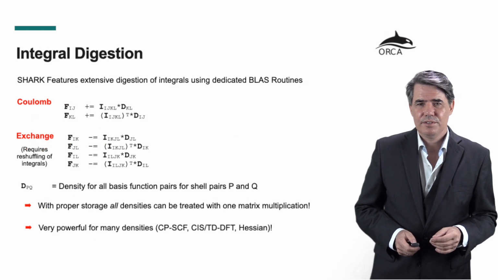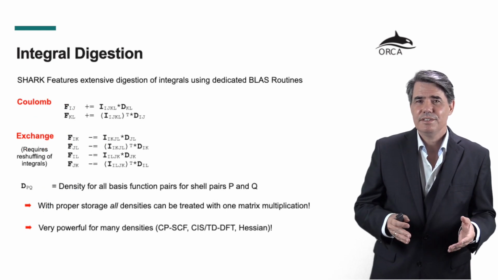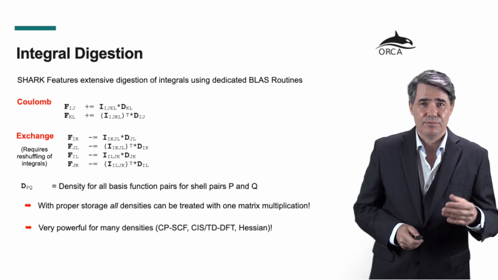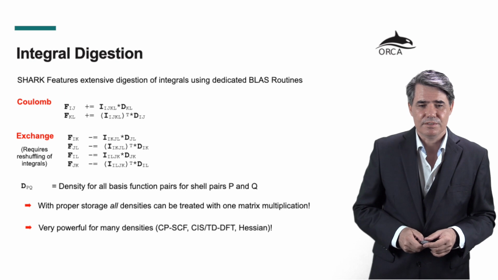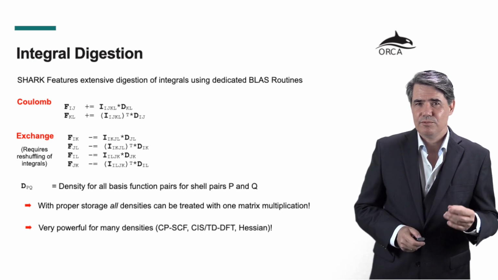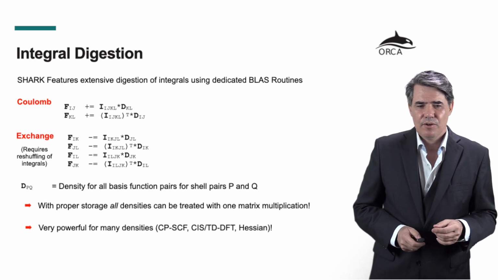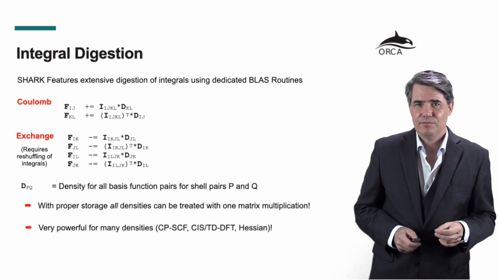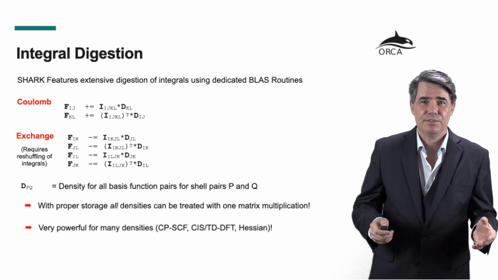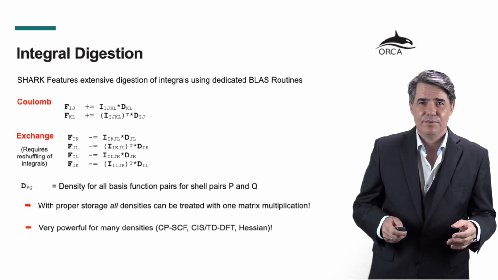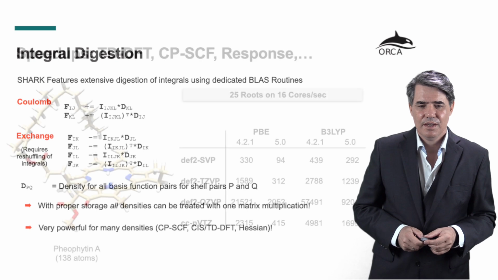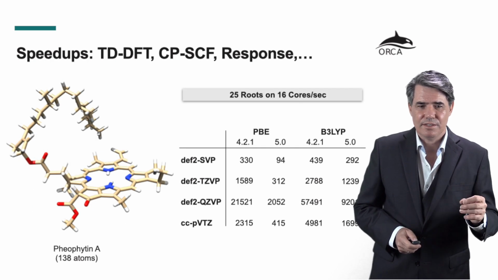Now, this is not the only thing. You don't only need to generate these integrals, you also need to digest these integrals into the various quantities that I've shown, like Fock matrices or transformed integrals. And here we have also spent major efforts to make this more efficient by reformulating that in terms of BLAS operations, and that really kicks in when you not only form one Fock matrix like in SCF, but when you form many Fock matrices at the same time, as you do in TDDFT, CIS, response calculations, CPSCF, and a number of other tasks. And that leads to really dramatic speedups.